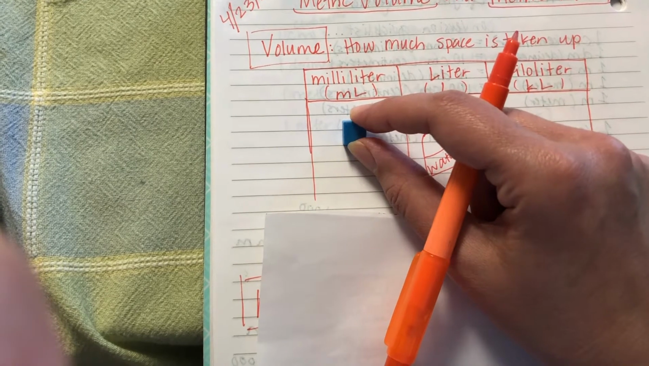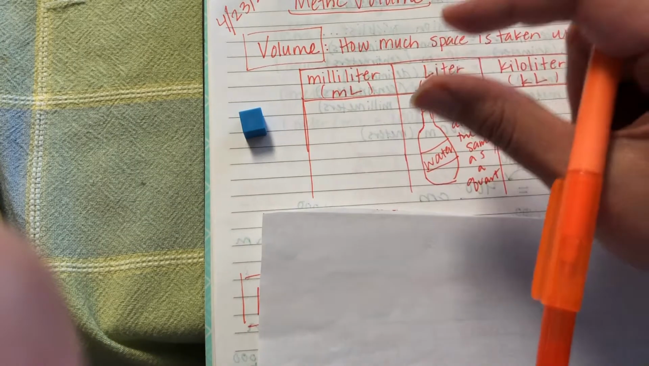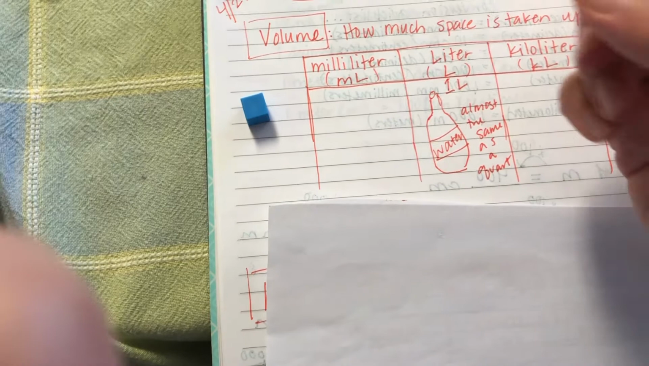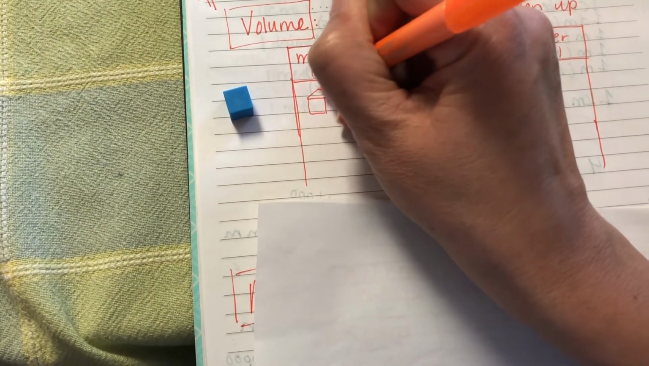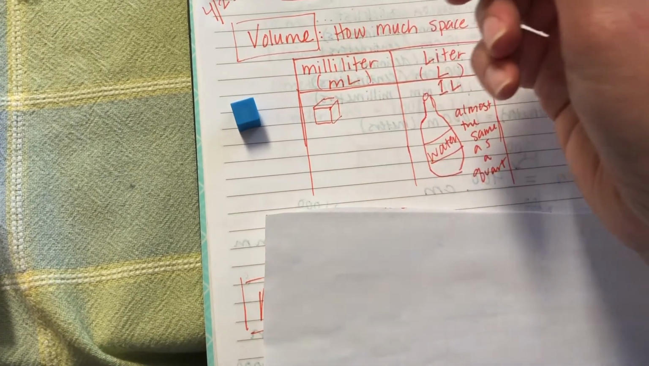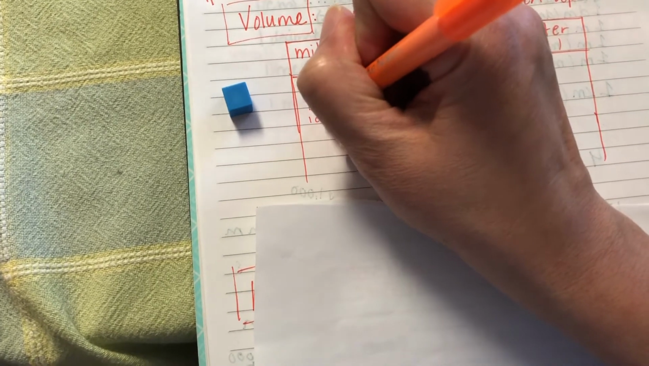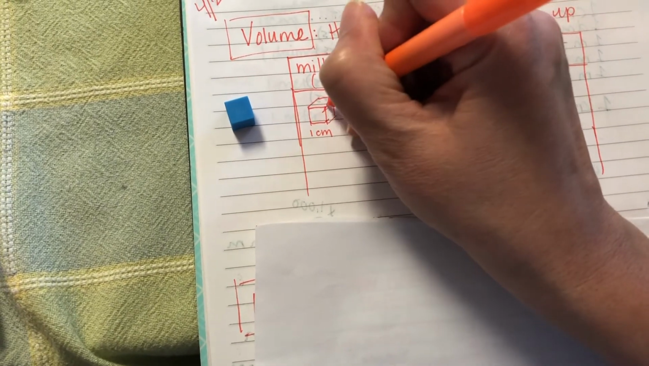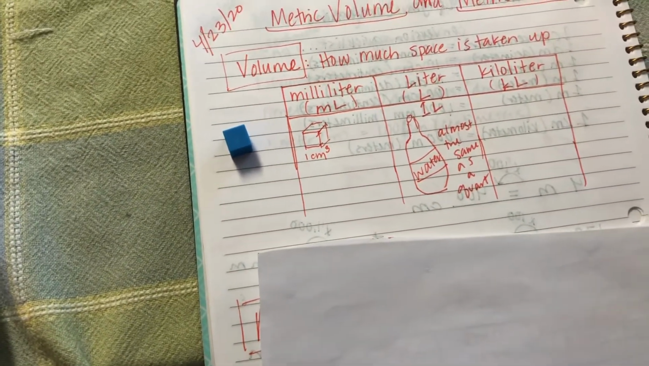So if you had a little dropper of water, about 10 drops would probably fit in here. Okay, so I'm going to draw my little cube here. We're going to say that's 1 centimeter by 1 centimeter by 1 centimeter. And so that would be 1 centimeter cubed. So 1 centimeter cubed would be the same as 1 milliliter.